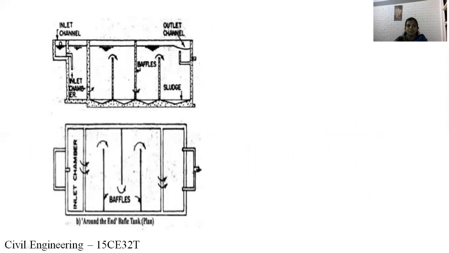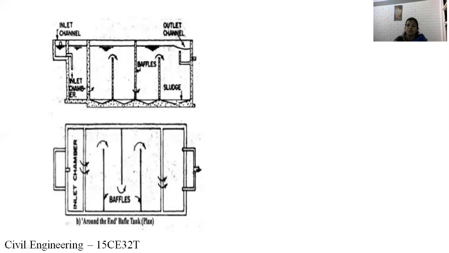From here, the inlet channel, the water moves down and again moves up, moves down and goes up, again comes down. Whatever the settlement, whatever the sedimentation is happening here, all the suspended impurities will be collected at the bottom of the tank, and those suspended impurities we can call as a sludge.